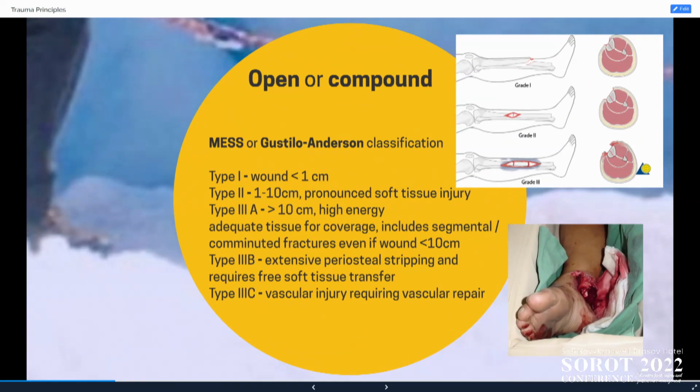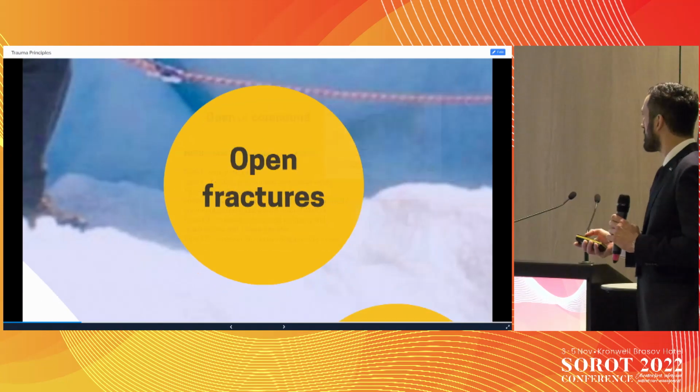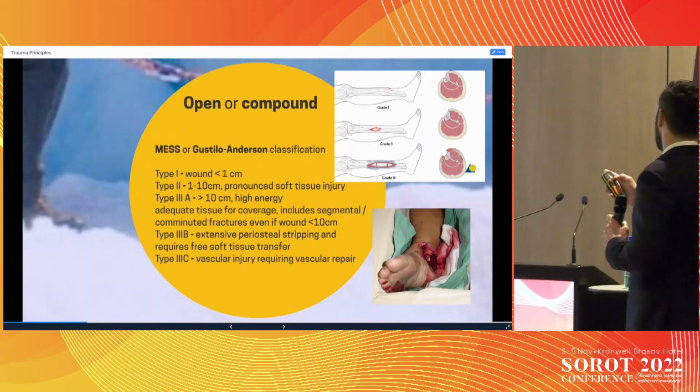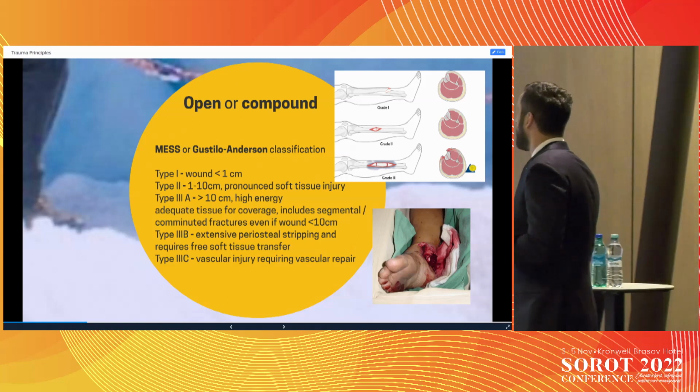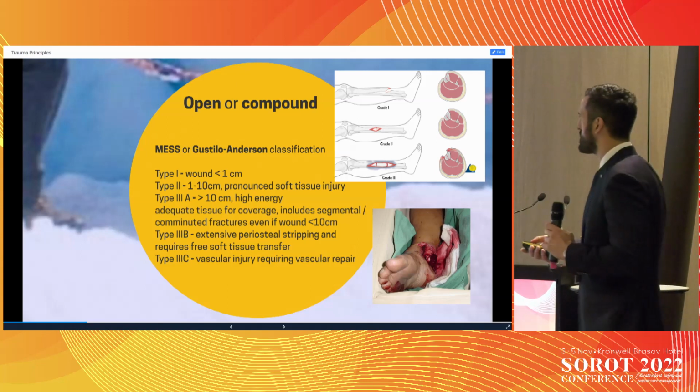So open fractures, when we speak about them, as residents, you will see many open fractures in the ER. So try to remember the Gustilo-Anderson classification.